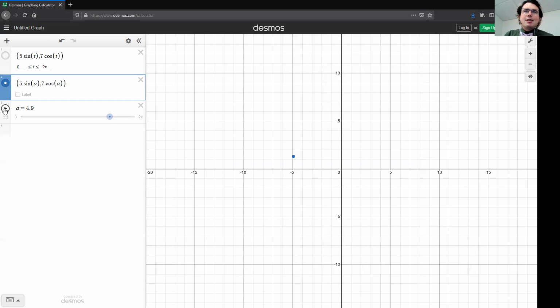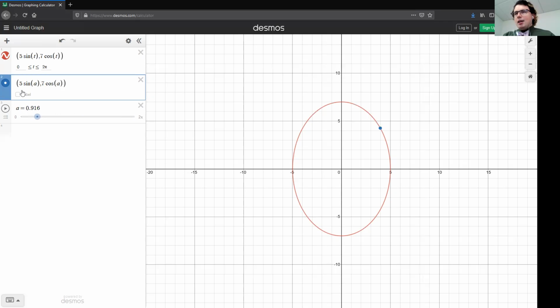So let's see that tracing. There is my movable point. The smallest it gets on the x-axis is -5. The largest it gets on the x-axis is +5. The smallest it gets on the y-axis is -7. And the largest it gets on the y-axis is +7. And so here is the shape that it is tracing out. Okay, so that's pretty cool.